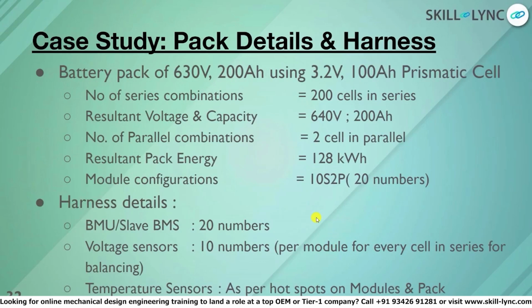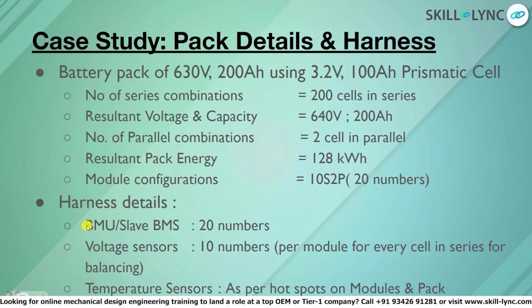So this is a case study for a high voltage pack. We have a 630 volt, 200 Ah pack, consisting of 3.2 volt, 100 Ah prismatic cells. For the series combination, we have 200 cells in series, and for the parallel combination we have 2 cells in parallel, which gives us 640 volts. We have 200 Ah of capacity formed, and we have module configurations of 20 modules in 10s2. This is the case study we had. For this, what are the wiring harness details we have?